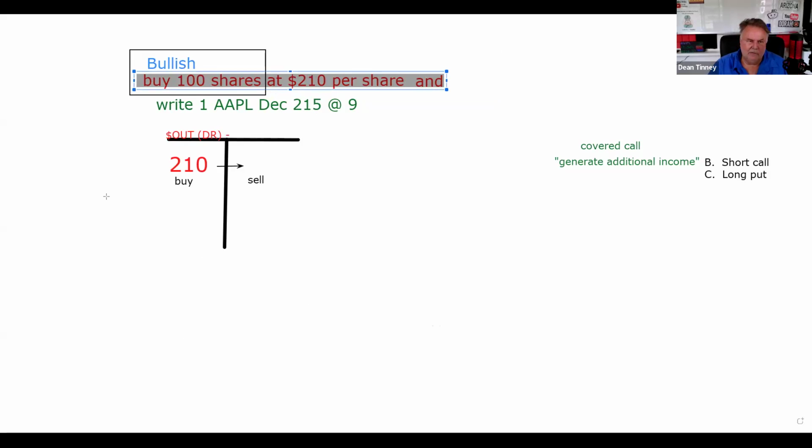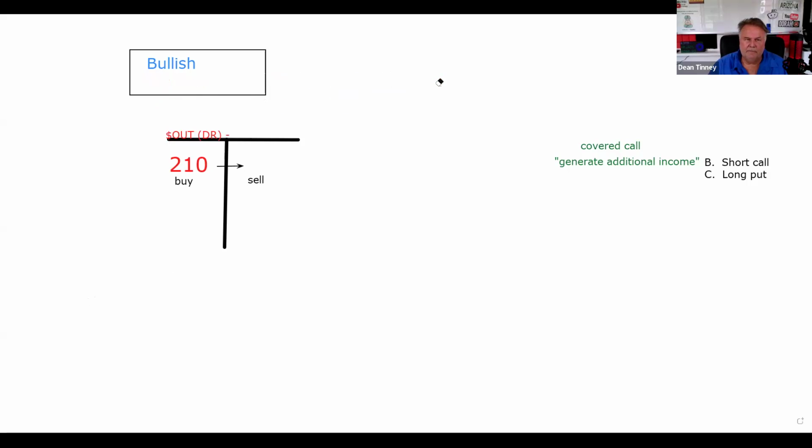Now, what Dean likes to do is not testable, but I like to spend a lot of time on what I call the initial setup. So, test phraseology: your customer buys 100 shares of Apple at 210 per share and writes one Apple December 215 call at 9. Let me clean that up. And so now we're going to buy 100 shares.